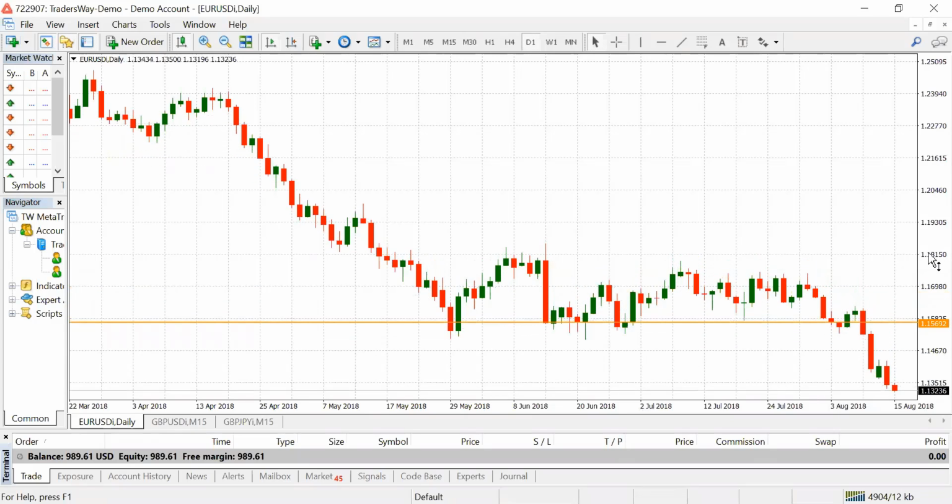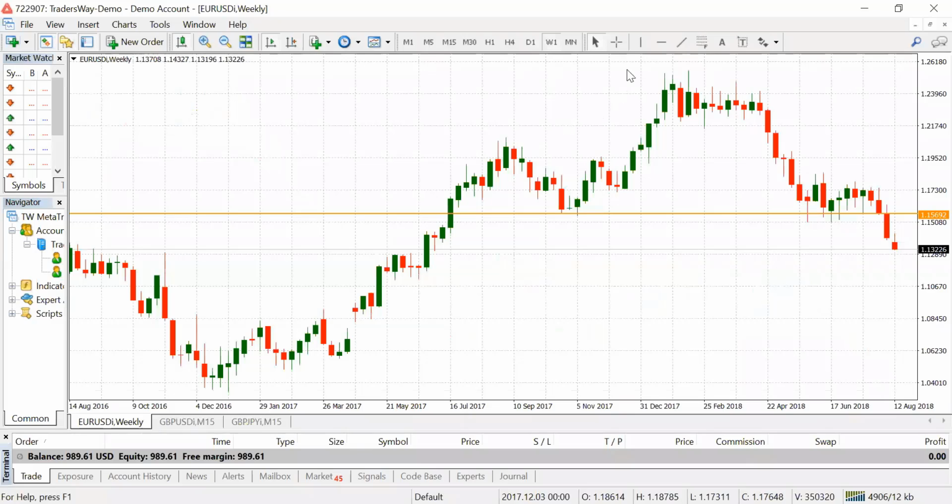As we can see on the daily chart, the price has actually reached a low. So in order to plot a support line below the daily price, I'm going to move out towards my weekly chart to look for some points of connection. 1, 2, 3, 4, 5, 6, 7, 8. So this is a great line with 8 points of connection.